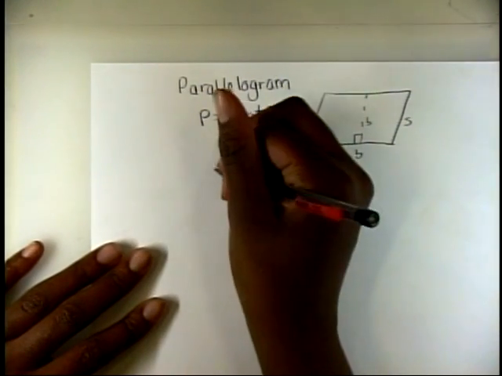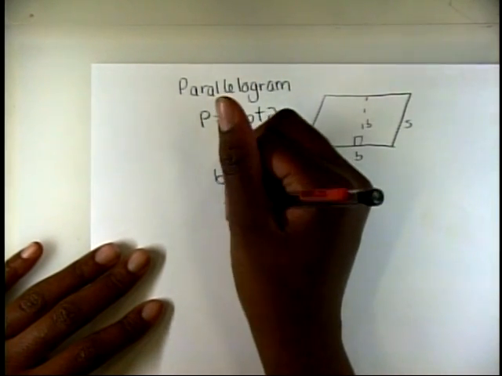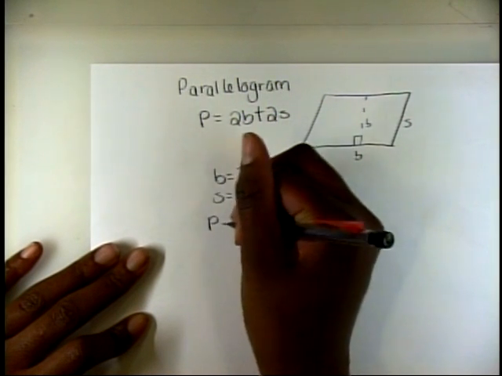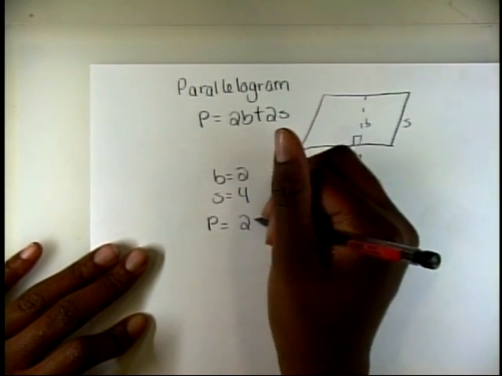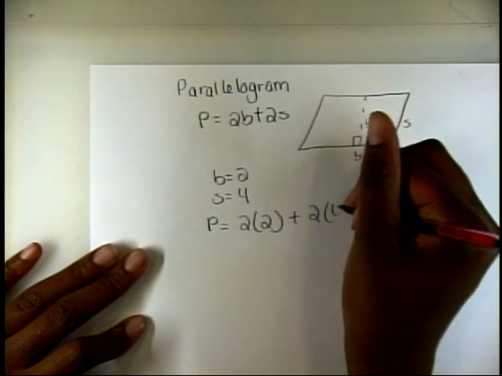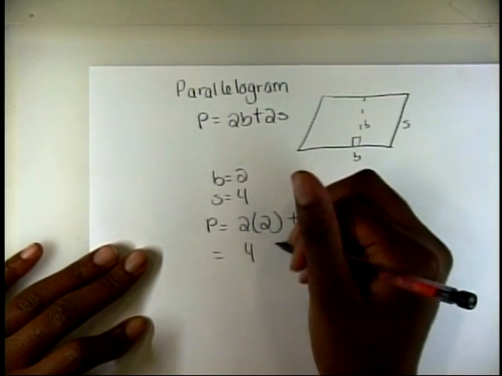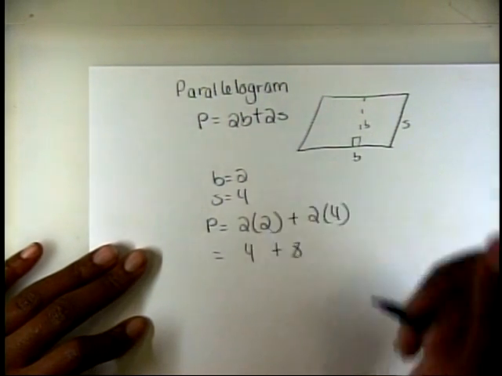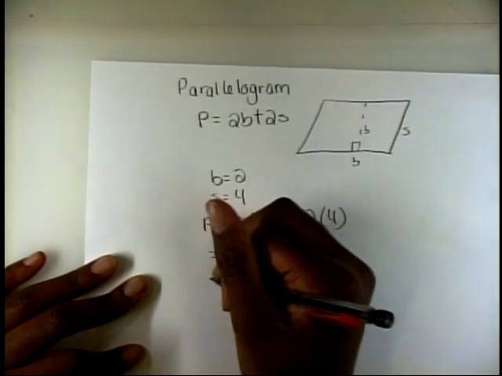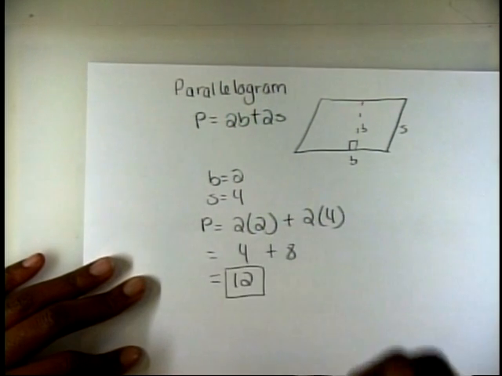So if I say B equals 2 and side equals 4, I will plug in the final parameter. I would say 2 times 2 plus 2 times 4, which I will be left with 4 plus 8 will give me 12.